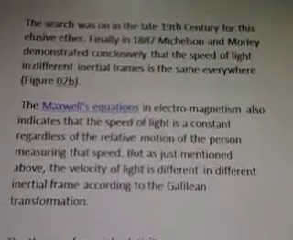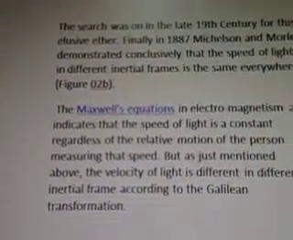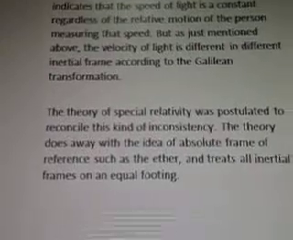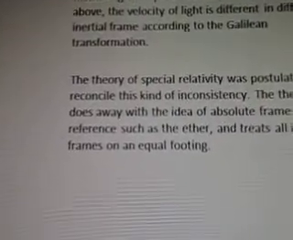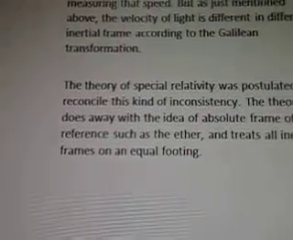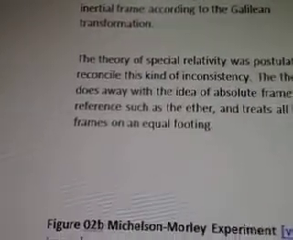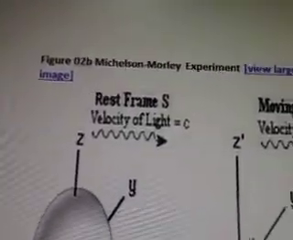But as just mentioned above, the velocity of light is different in different inertial frames according to the Galilean transformation. The theory of special relativity was postulated to reconcile this kind of inconsistency. The theory does away with the idea of an absolute frame of reference, such as the ether, and treats all inertial frames on equal footing. So figure 2 is the Michelson-Morley experiment.